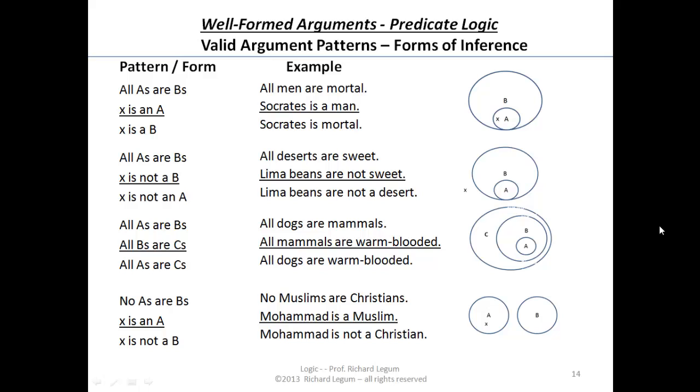And our final inference: no A's are B's, X is an A, therefore we know that X is not a B. No Muslim is a Christian, Mohammed is a Muslim, therefore Mohammed is not a Christian. So no A's are B's, the circle of A's and the circle of B's do not overlap in any place. X, Mohammed, is a Muslim, is an A, so he goes in that circle, so he can't possibly be in the B circle. So these are four.